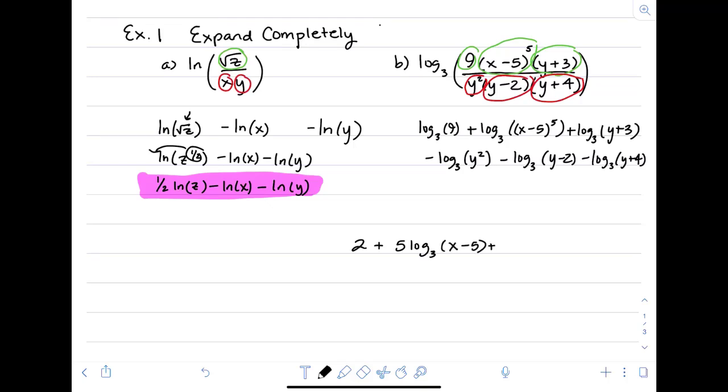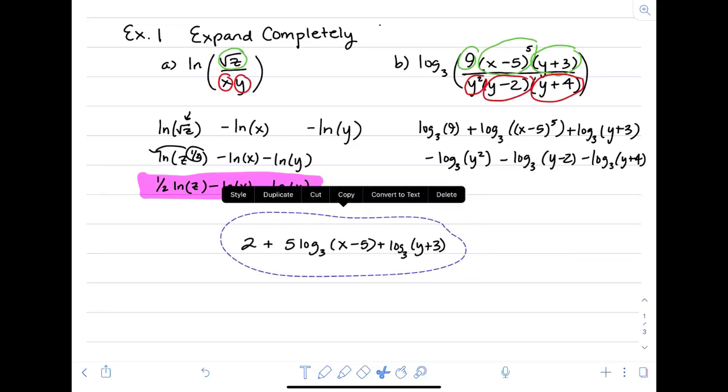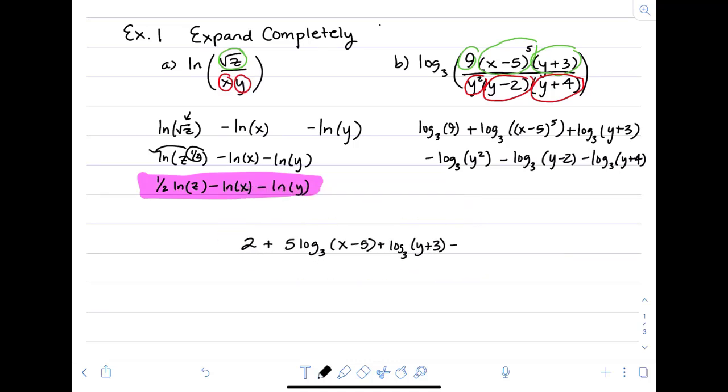And then we have plus log base 3 of y plus 3, and then giving myself a little bit more room here, minus 2 times log base 3 of y, minus log base 3 of y minus 2, minus log base 3 of y plus 4. And checking that all the powers have been handled. Yes, this power was handled, the 5 was handled, the 2 was handled. Perfect. And looking at what we have left, this is truly as simplified as we can get.